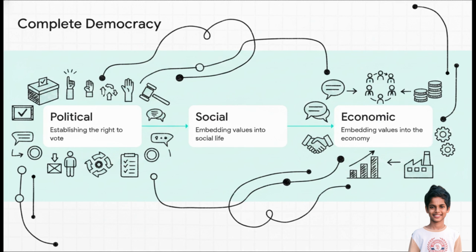Step 1 is the political system, which means establishing everyone's right to vote. Crucial, but just the start. Step 2 is creating a democratic society, meaning democratic values are actually a part of our everyday social interactions. And Step 3 is economic democracy, meaning those very same values exist in how we run our economy. You see, a country might have elections and laws, but without all three of these steps working together, it isn't truly a complete democracy in the widest sense.